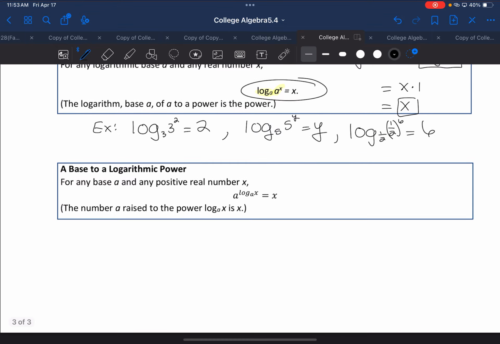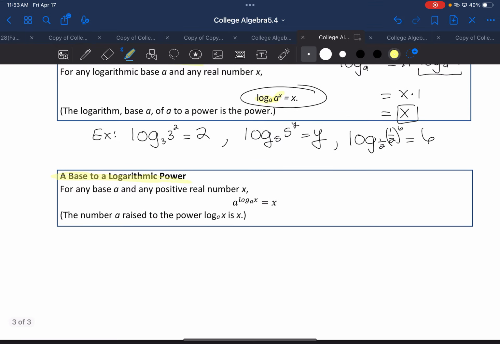And then the last one, and I'll be done, is a base to a logarithmic power. So this says if I have a being raised to the exponent of log base A of x, then this is just equal to x. So if this base of the exponent and this base of the log match, again, they kind of just cancel and it just leaves me with what's left, which is the x.